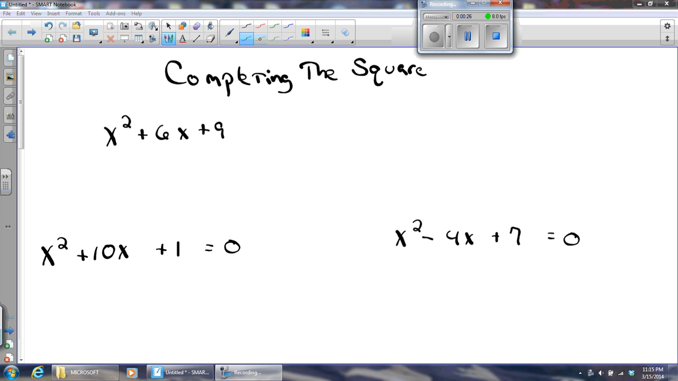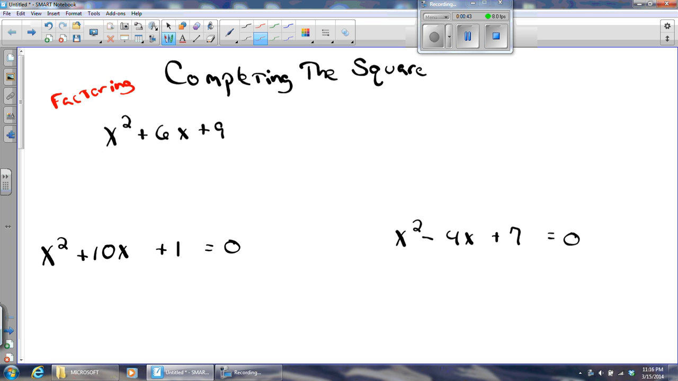Now, one thing I want to mention to you is, remember back when we were factoring? Many of you had a hard time learning how to do the perfect square trinomial. Well, being able to factor a perfect square trinomial is essential to completing the square.